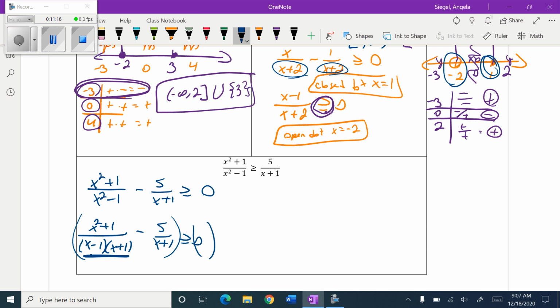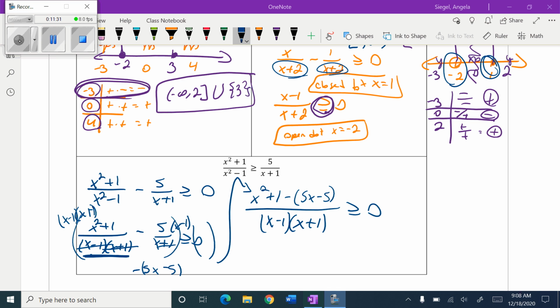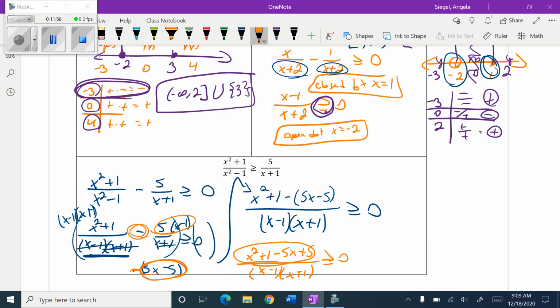And when I multiply everything through by x minus 1, x plus 1, these will cancel out, and I'm just left with x minus 1 here. Okay, so I want to stop here and talk about a couple things. First of all, I'm subtracting this whole thing. So I'm subtracting 5x minus 5, which is going to give me x squared plus 1 minus 5x plus 5. So just be careful of that. Okay, so I'm going to clean this up and then factor it if I can.